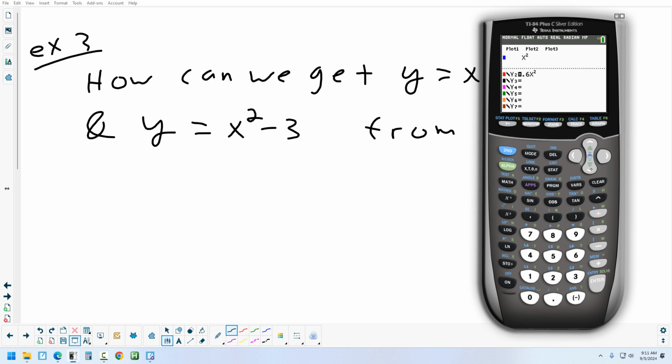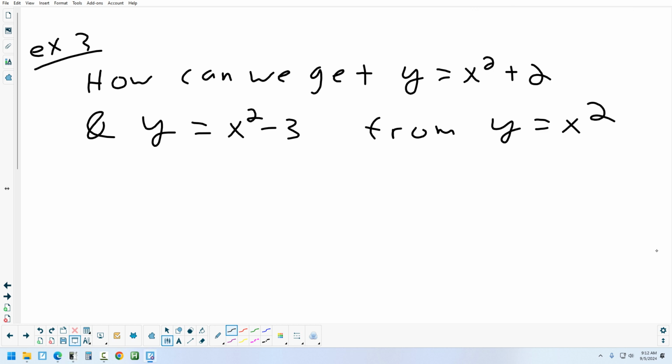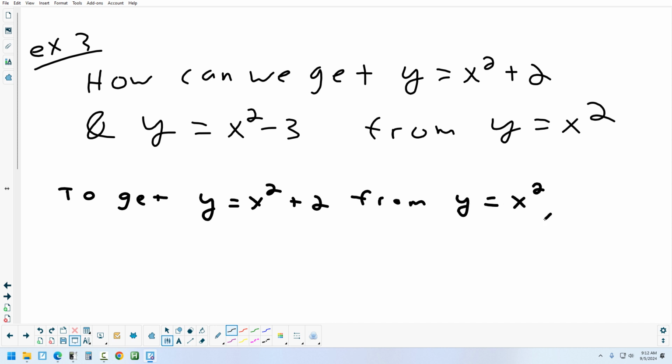So we've got x squared, and let's type in x squared plus 2. So there's the original. We shifted it up 2. Yep. So to get y equals x squared plus 2 from y equals x squared, shift up 2.